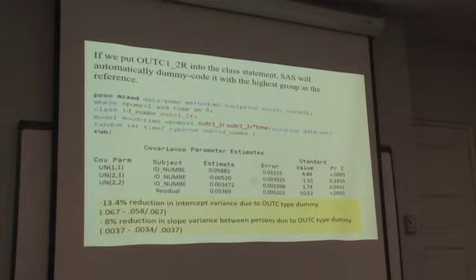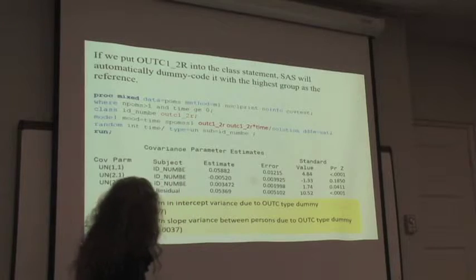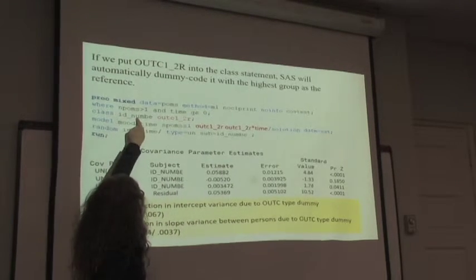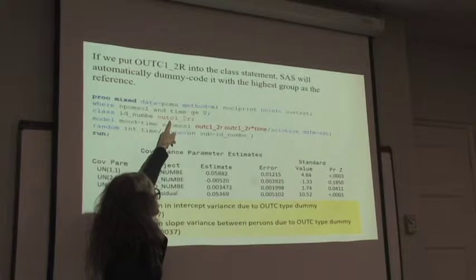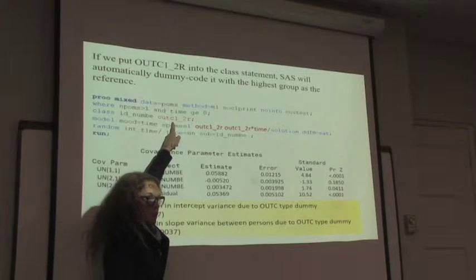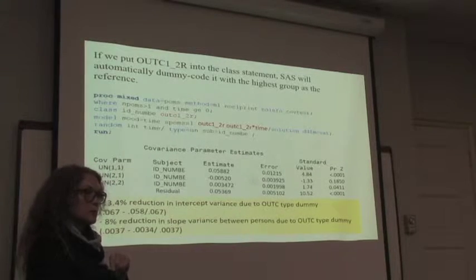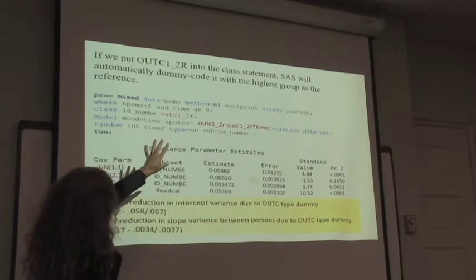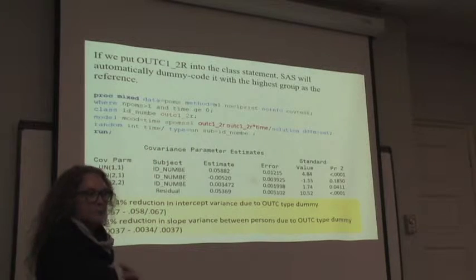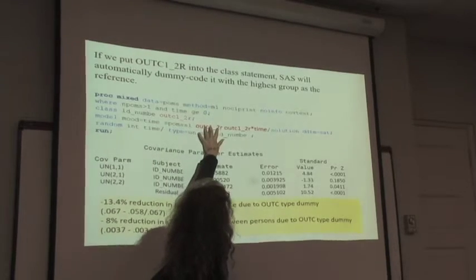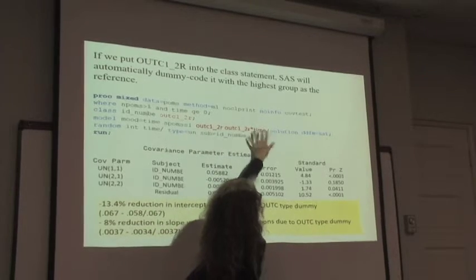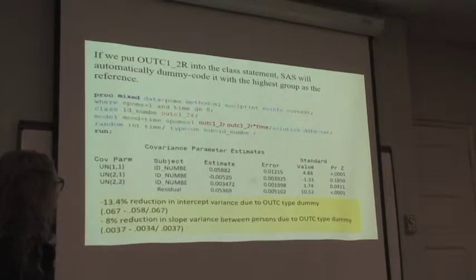So, if we put this outcome variable into the class statement, so we're working with SAS here, SAS will dummy code it for us, which is very nice. So we've got ID, we've now added outcome type for groups. We've got abstinence, which is the highest group, as the reference. Right, so the other 3 outcome groups are being compared to the abstinent group. And we've got the main effect for outcome group, and then the outcome group by time interaction.